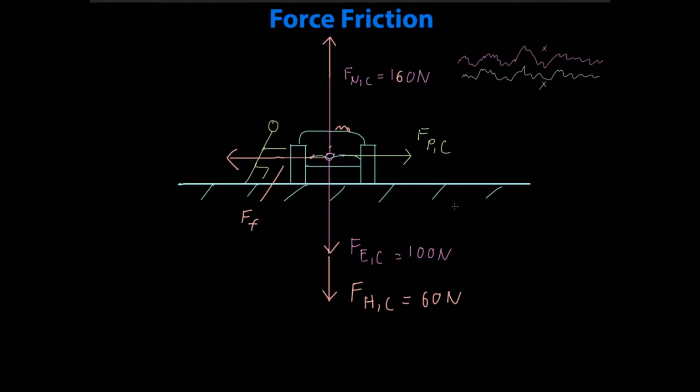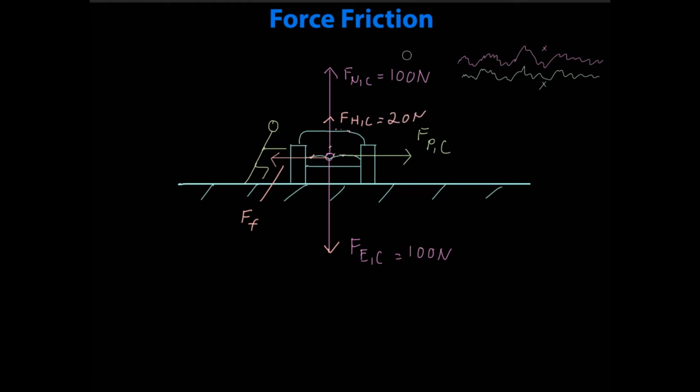Let's back up and take a look at one more situation. So let's say someone walked in the room and instead of pushing down on the couch, they lifted up on the couch, but didn't lift it off the floor. They just lifted up on it a little bit. Let's say they lifted up on it, force hand on couch, with 20 newtons.